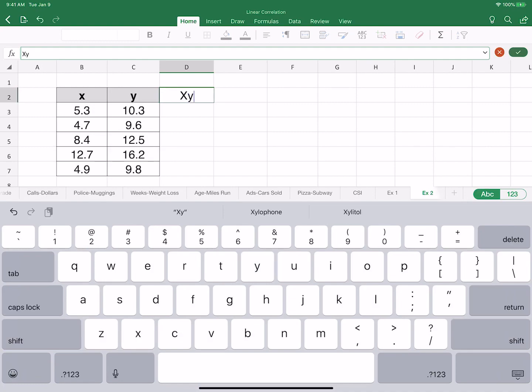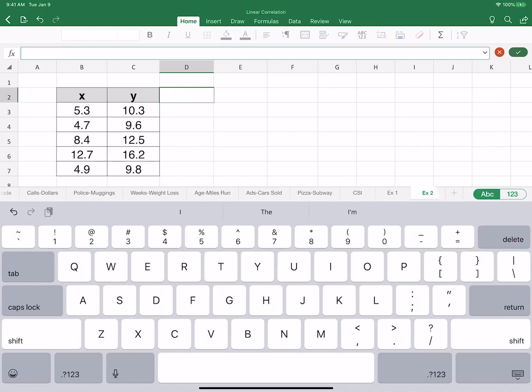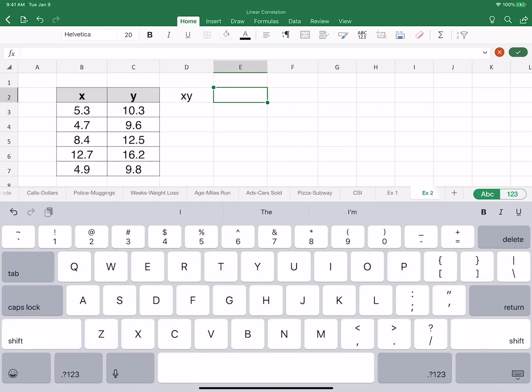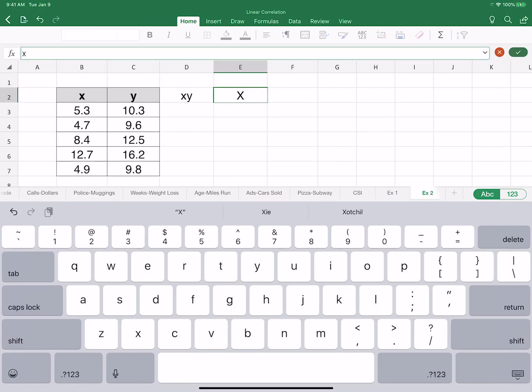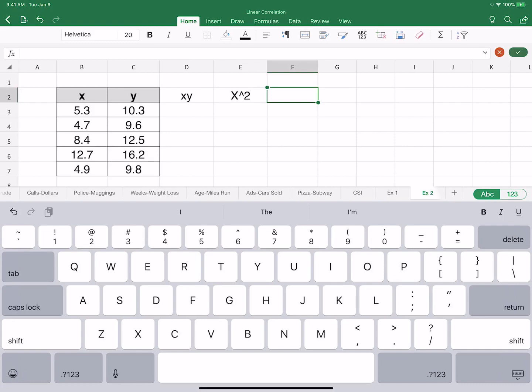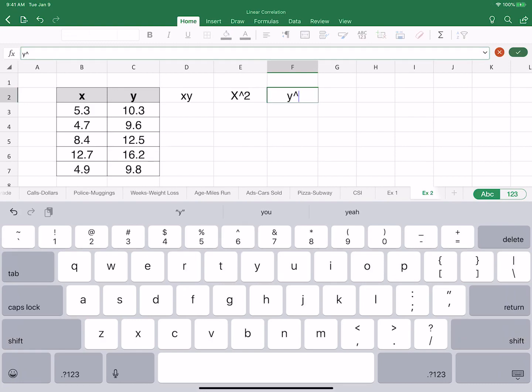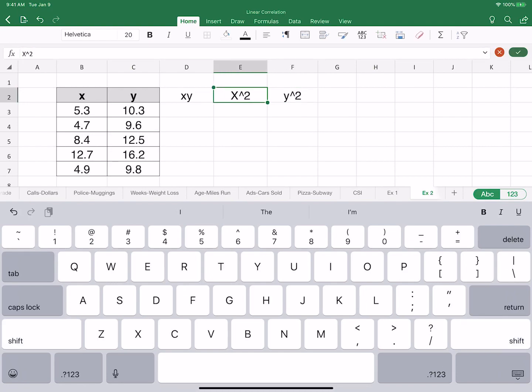That's the XY column, is that right? We don't need caps. And then this is x to the what? Second power: raise this, shift 2. And then we need a what? Y, shift, second power. Let's go back here.